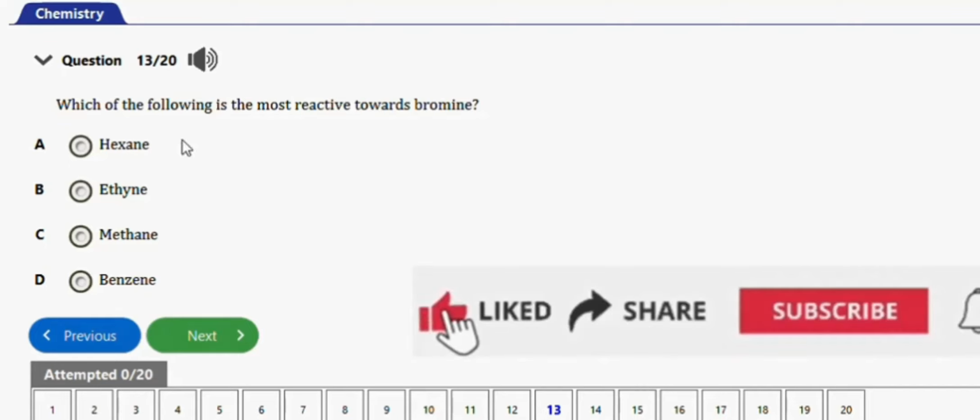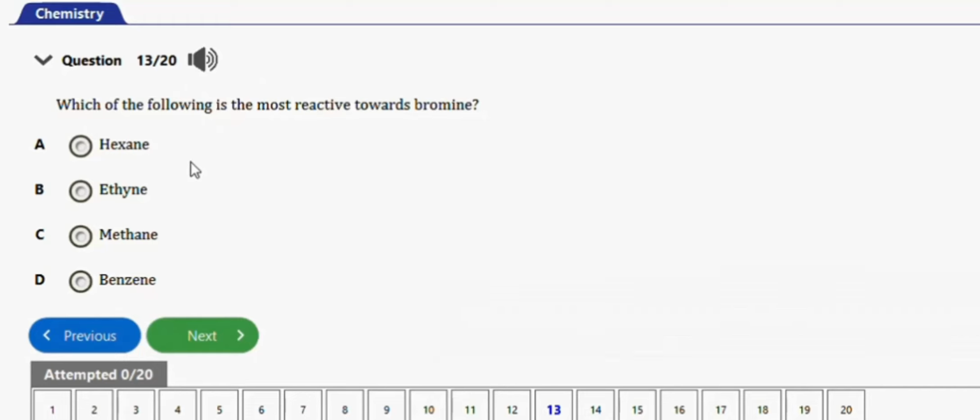We really appreciate this. So this question says, which of the following is the most reactive towards bromine? So the most reactive towards bromine is ethane. Alright, option B. Very important.